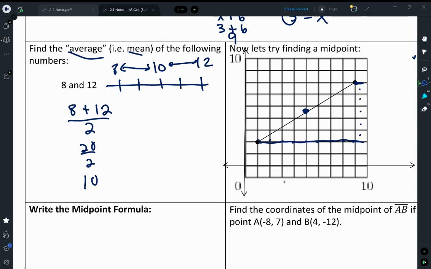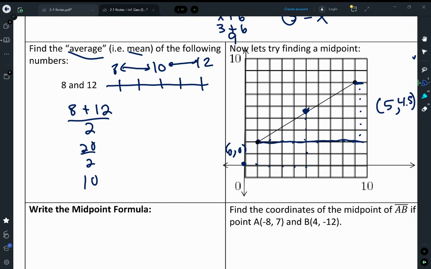So let's see what that midpoint looks like. Here's my 0, 0 here. This is my origin. The graph is a little bit weird, right? So 1, 2, 3, 4, 5 comma, 1, 2, 3, 4.5.